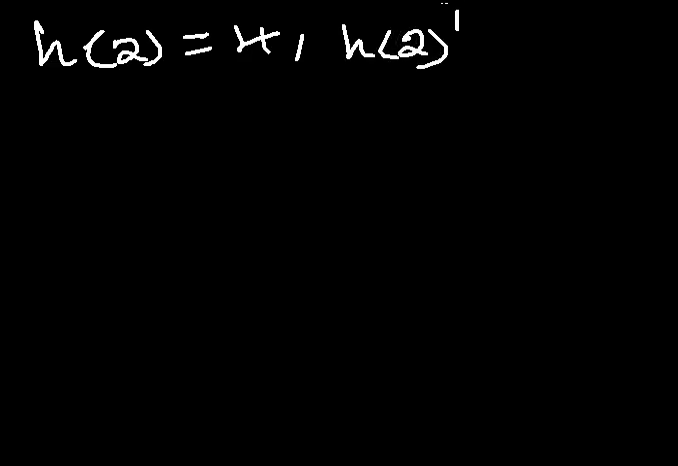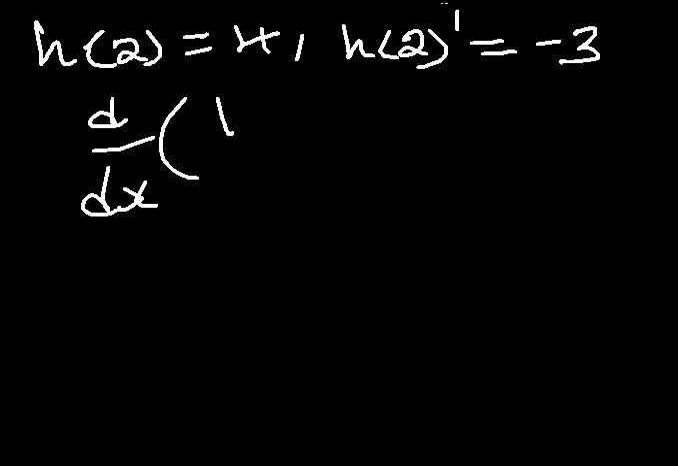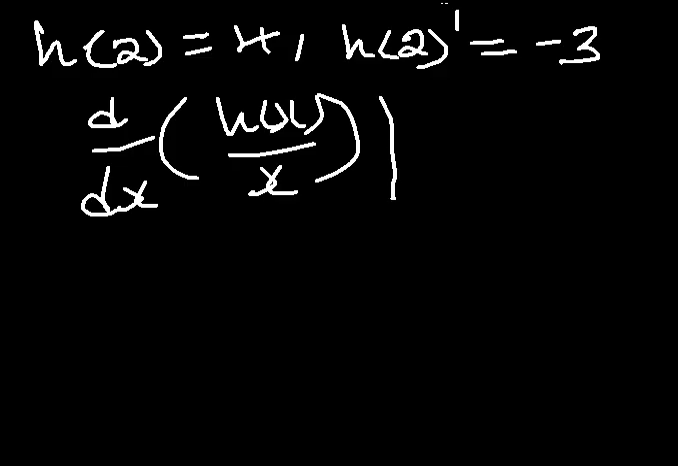Let's say we have h of 2, and let's say it's given as 4, and we have h of 2 prime, let's say it is given as negative 3. Now the question says that we should find the derivative of h of x divided by x, and in the same case we should evaluate the value when x is equal to 2.